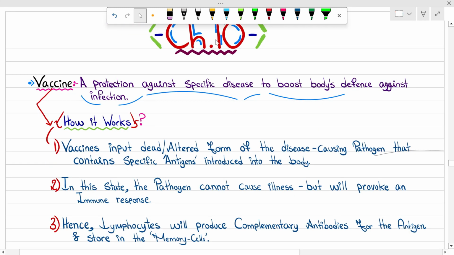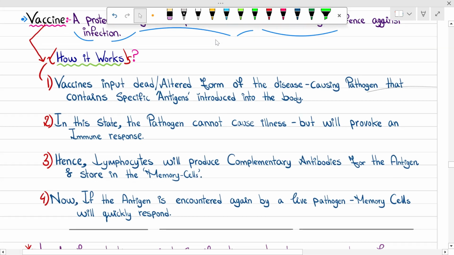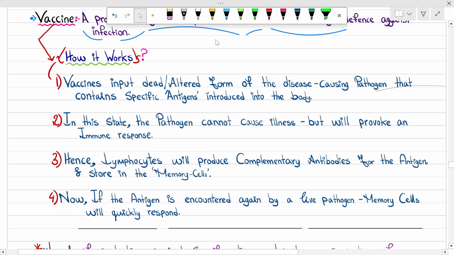Our second method of transfer in active immunity is vaccine or vaccination. A vaccine is a protection against a specific disease to boost the body's infection defense against it. So vaccinations are only for specific diseases. And how do they work? A vaccine inputs a dead or altered form of the disease-causing pathogen that contains specific antigens into the body. So it's going to put a dead form of the disease-causing pathogen into the body.